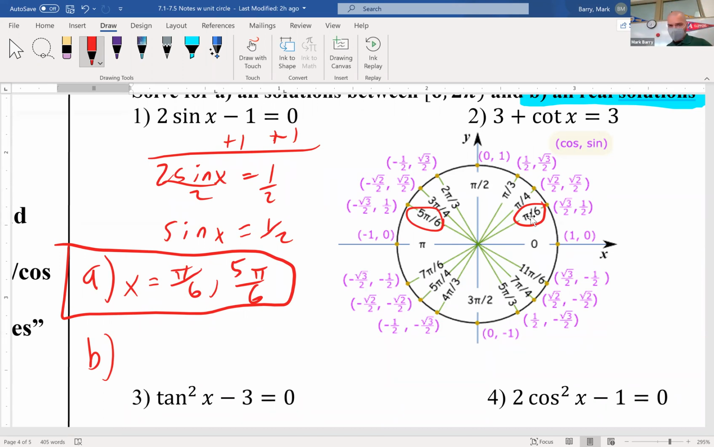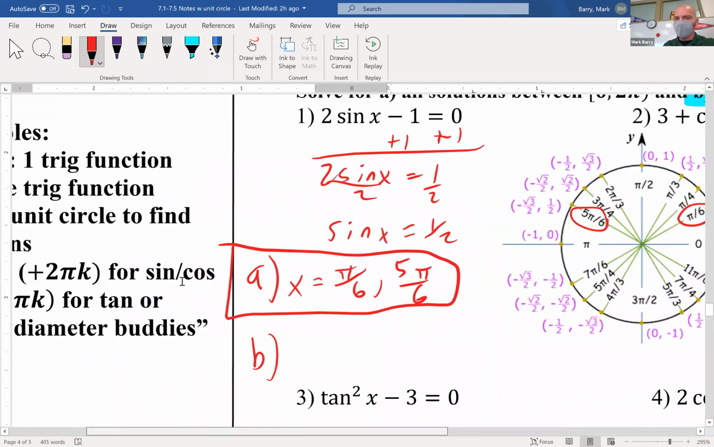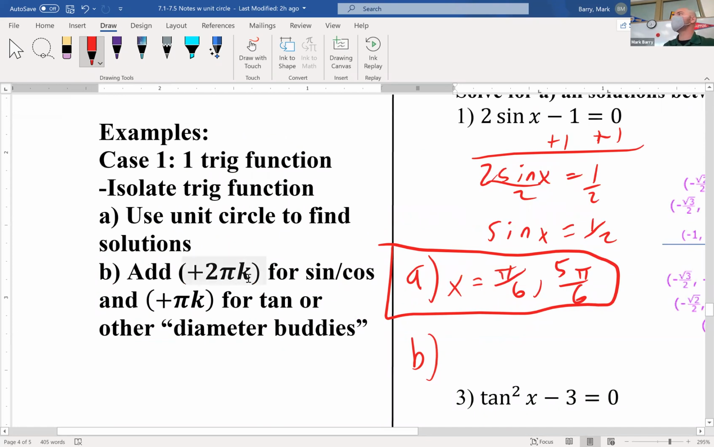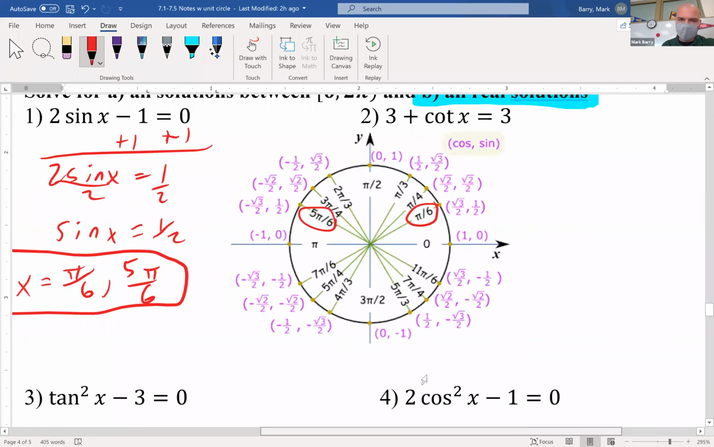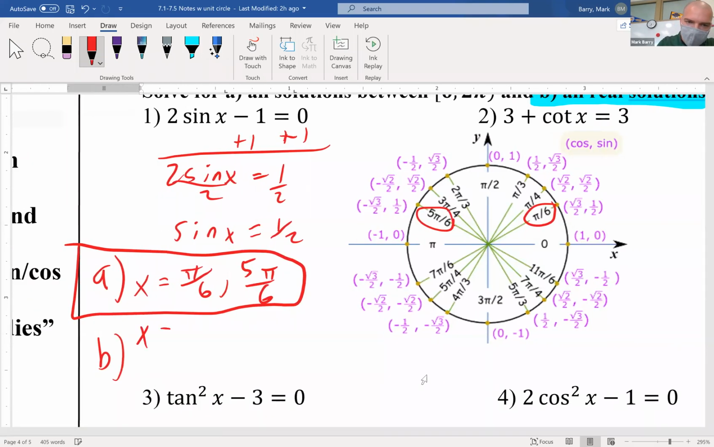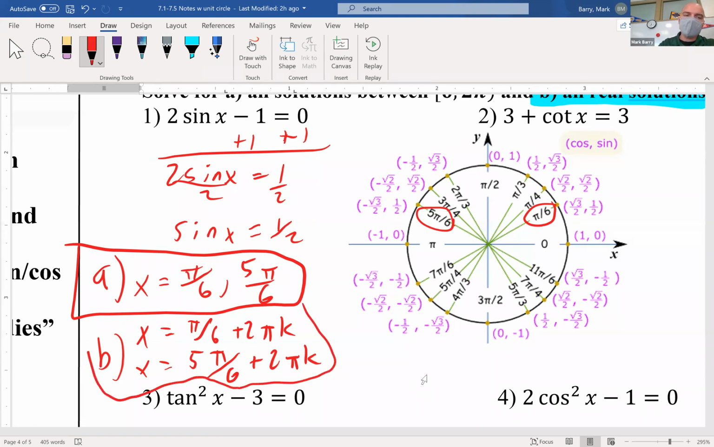So here's what we do. It says over here, for part B, add 2 pi k for sine and cosine. So let's go ahead and do that now. What I'm going to do is write x equals my first answer plus 2 pi k. And then I'm also going to write my second answer plus 2 pi k. So that'll be our answer for part B.